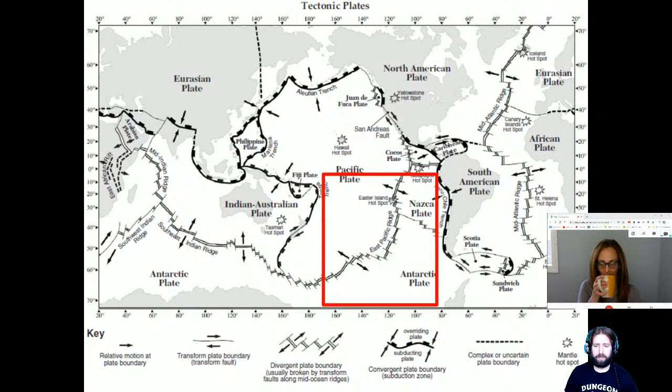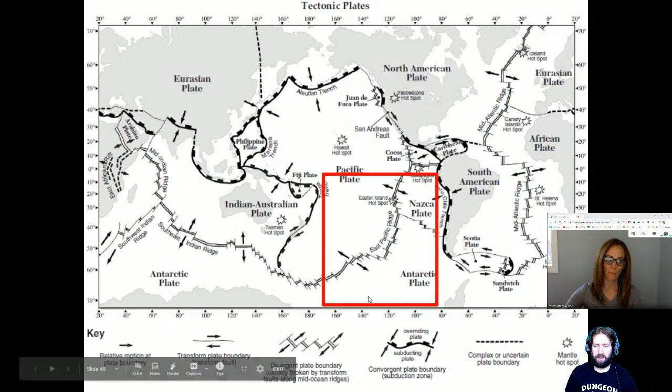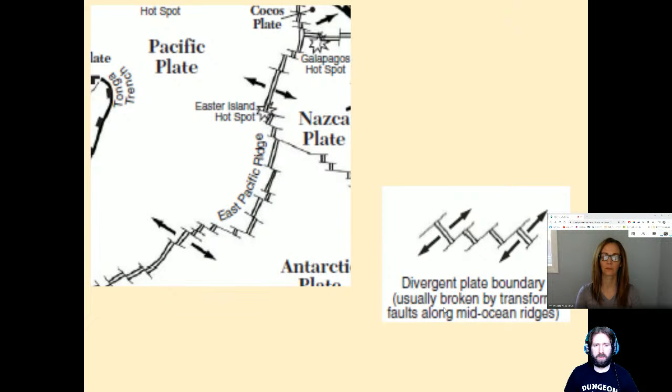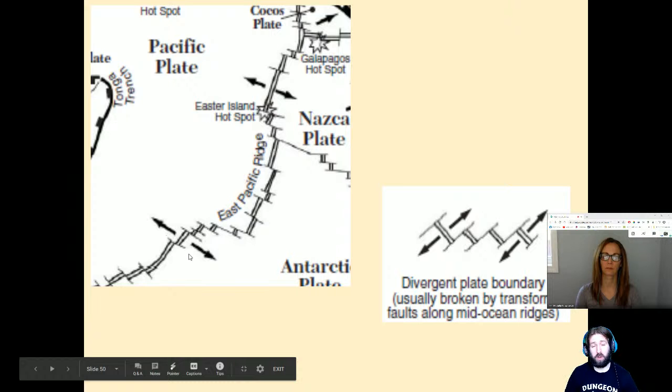So this is shown by a little bit of a different symbol. Instead of being a bold line, here you see it almost looks like a little tube that's like segmented. And you'll see the arrows too. If we blow this up, the arrows point away from each other, showing the movement.